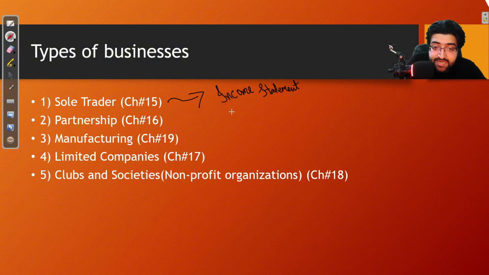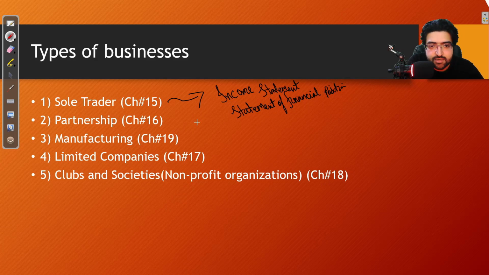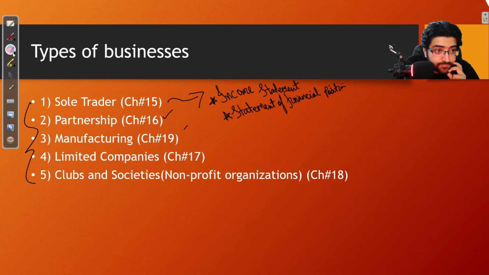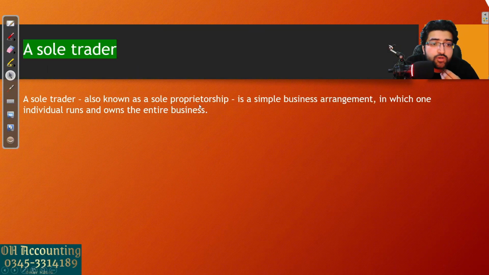So remember, income statement and statement of financial position are important for any type of business, including partnership, manufacturing, limited companies, and even clubs and societies to some extent. There are minor differences, but I will let you know about those. But these will help you throughout these chapters. So remember, this chapter, I'm repeating again, is very important for you. Moving on. Let me erase this and move on.